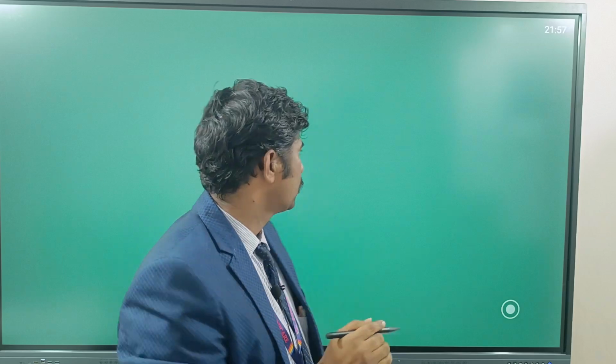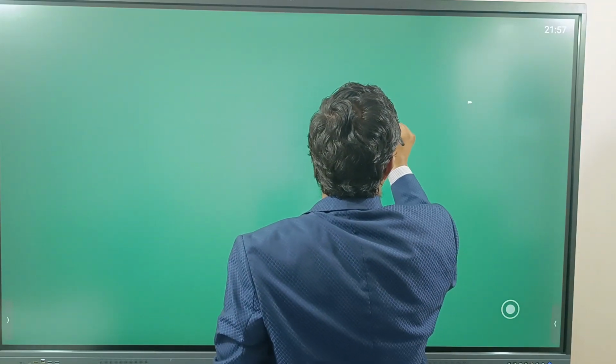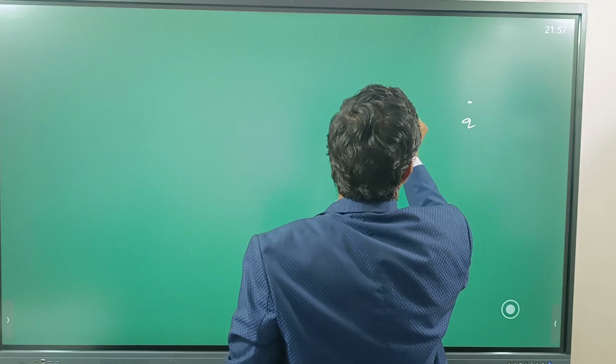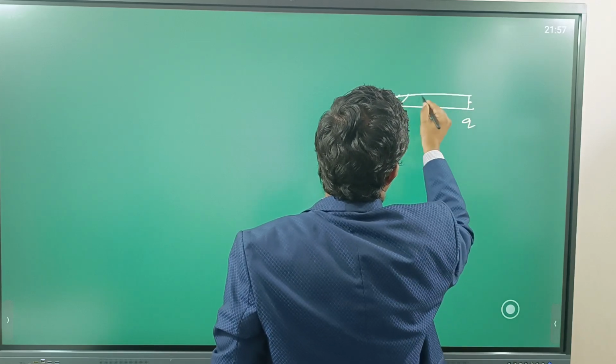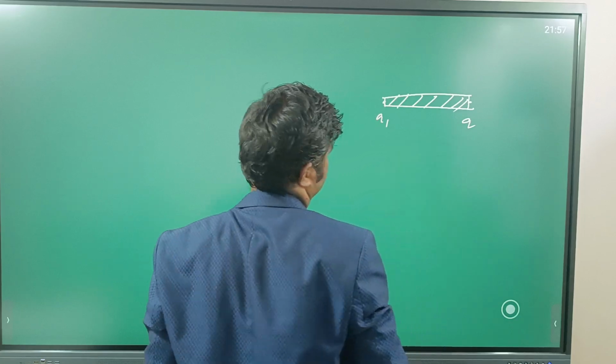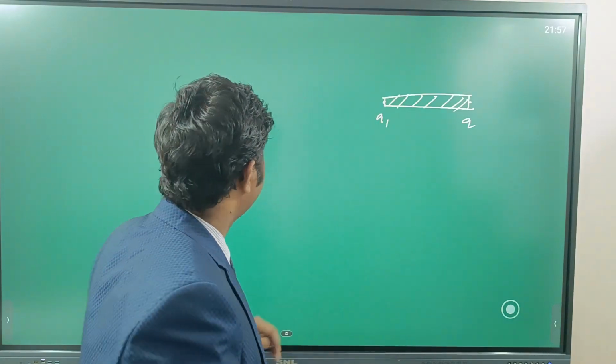Now, in the earlier class we discussed two charges completely filled with dielectrics. Clear? This is completely filled with dielectrics. So now let us take the partially filled case.